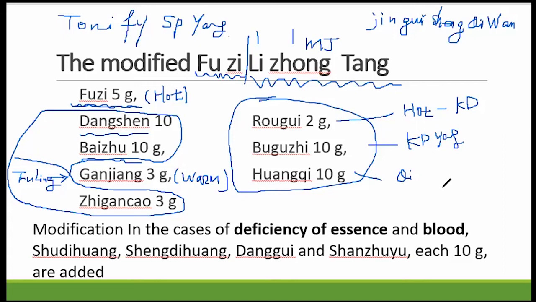So certainly, if the patient has more kidney yang deficiency, you're still able to modify from Jin Gui Shen Qi Wan. But Jin Gui Shen Qi Wan doesn't have too many herbs for tonifying qi. You may need more herbs for tonifying qi and the middle jiao, the spleen. Still good. So then for some other conditions, like yin and blood deficiency, we add in more herbs to tonify the kidney.